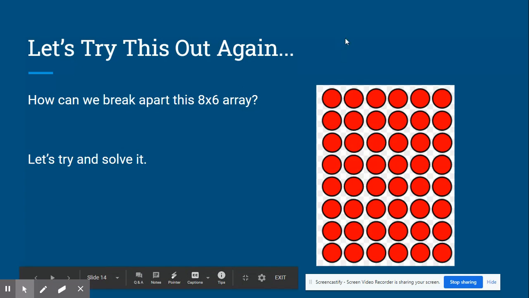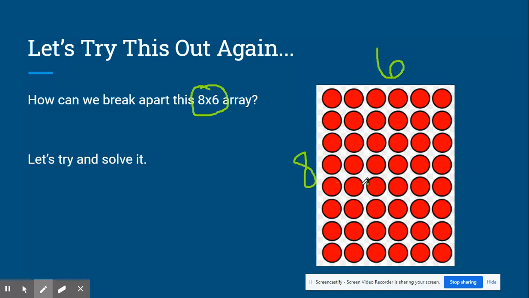Okay, so we have here a very complicated equation. I'm not going to lie to you about this. Working with eight is tricky. So we have an 8 by 6 array. But boys and girls, you're not always going to have this lovely array here to count up or skip count. So we have to figure out what to do.